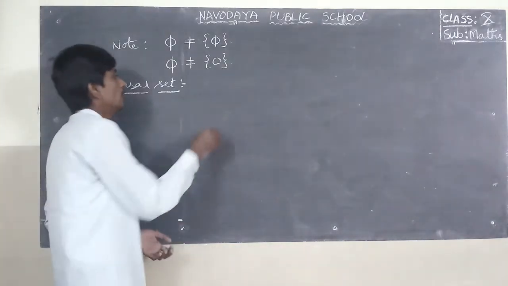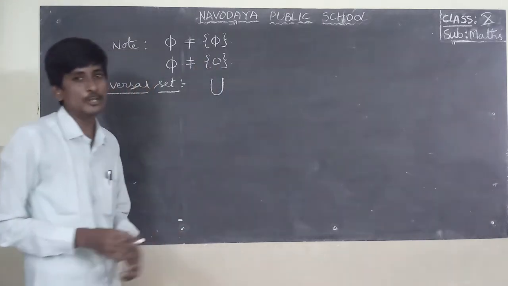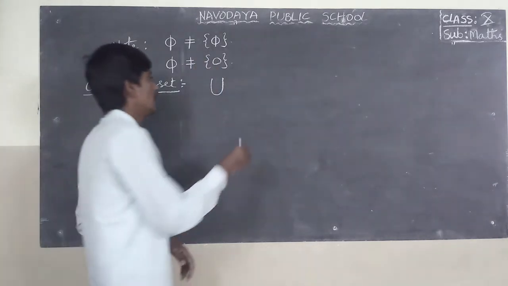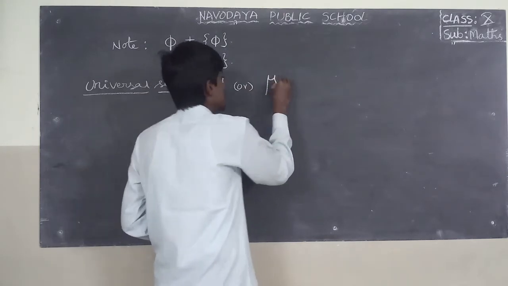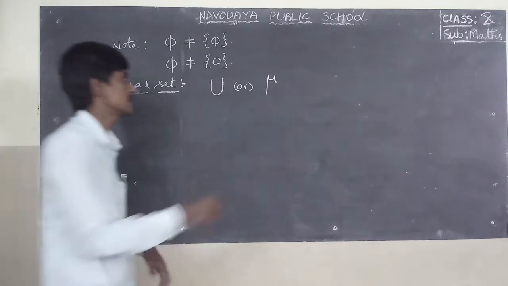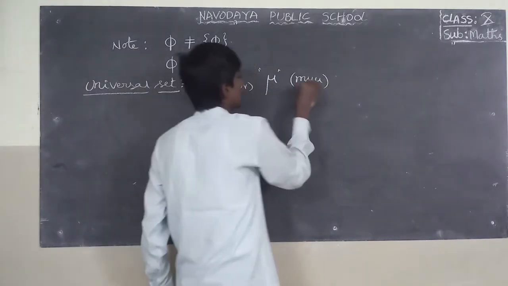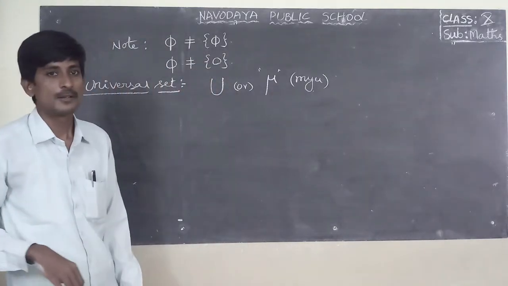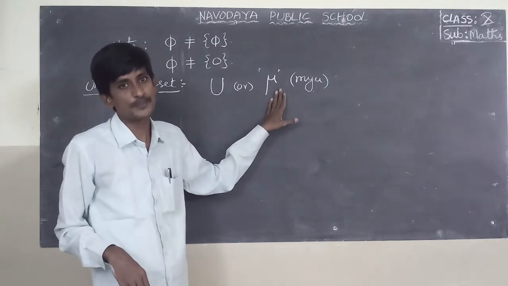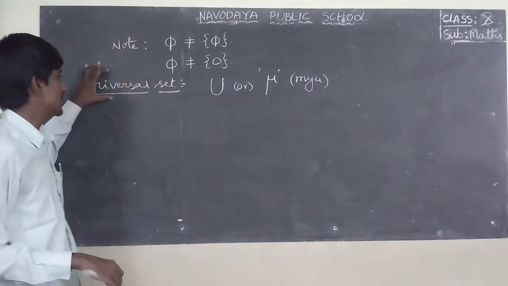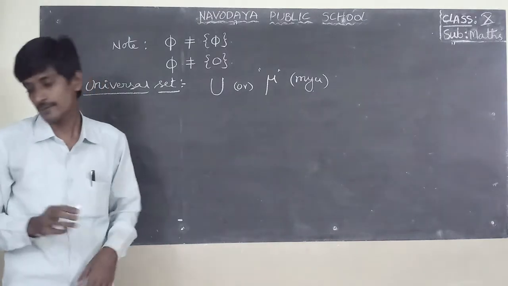It is denoted by capital U, or it can be written as mu. This is the symbol mu. The universal set is denoted by mu. Okay. So universal set means the biggest set. Okay, next.